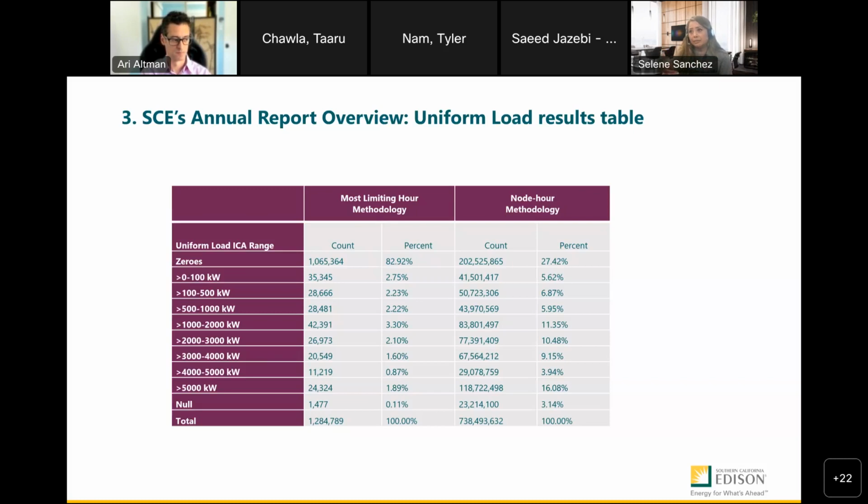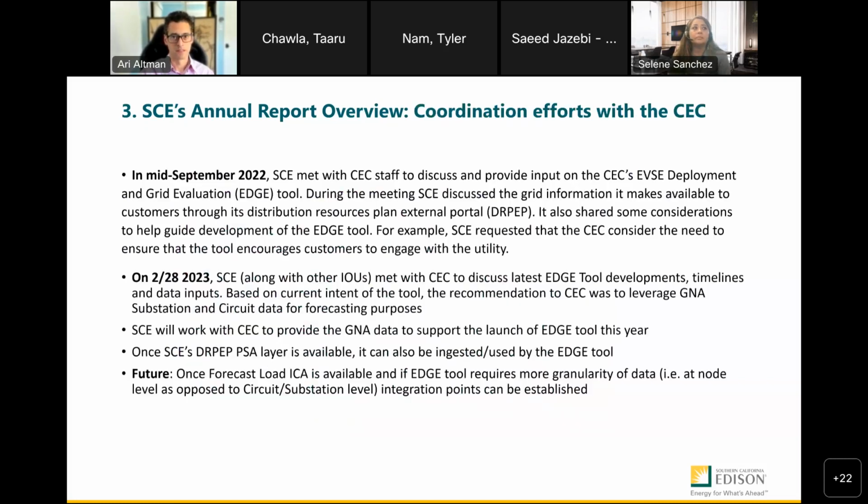One item I would like to mention is that from a node hour methodology and the most limiting hour methodology, the most limiting hour methodology is more of a subset of the node hour methodology. So it's just different ways to look at it. You know, Selena, I think we can skip the slide in coordination with the CEC because we're actually doing that along with the other IUs. So why don't I just go to the next slide? Okay.